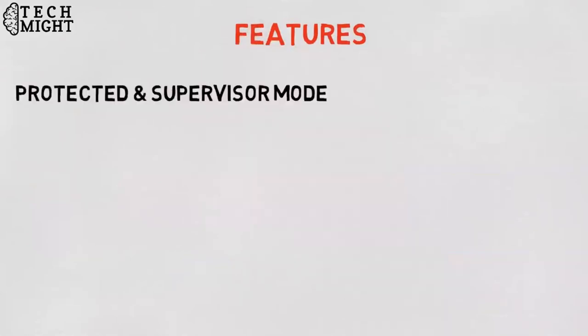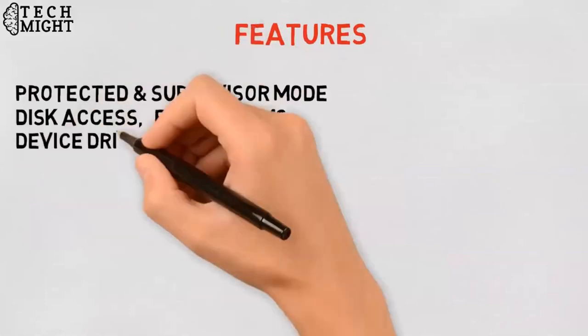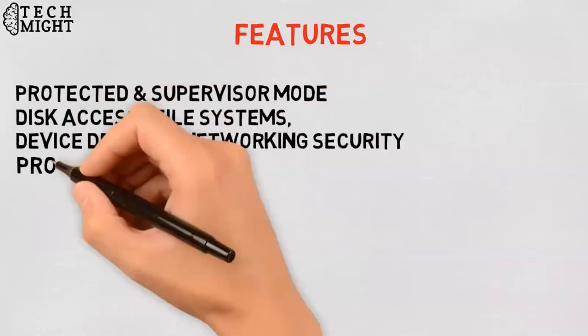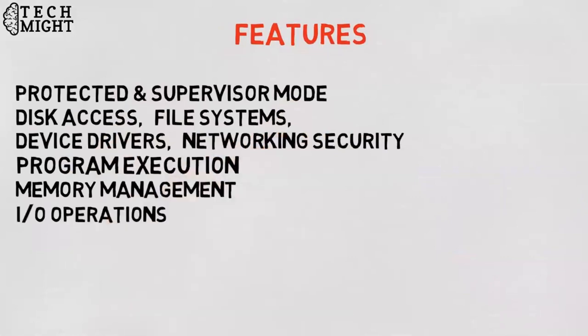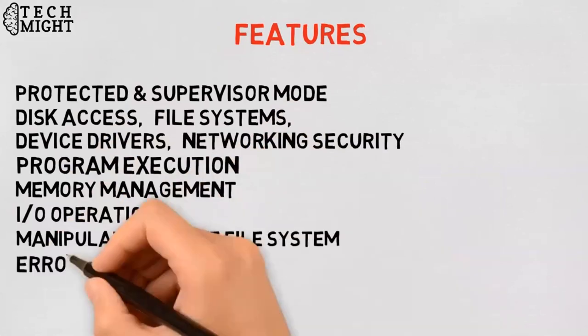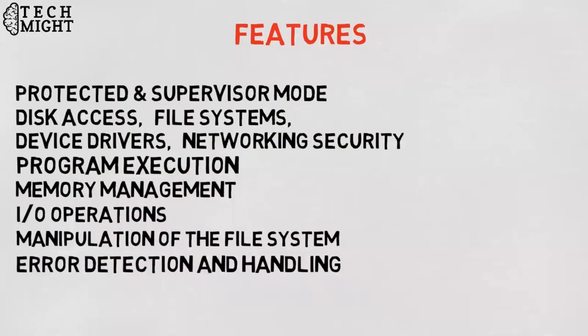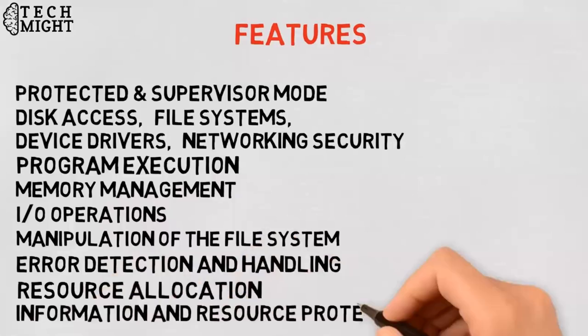Features of operating system. Here is a list of important features of operating system. Protected in supervisor mode. Allows disk access and file systems, device drivers, networking, security. Program execution. Memory management. Handling input-output operations. Manipulation of the file system. Error detection and handling. Resource allocation. Information and resource protection.